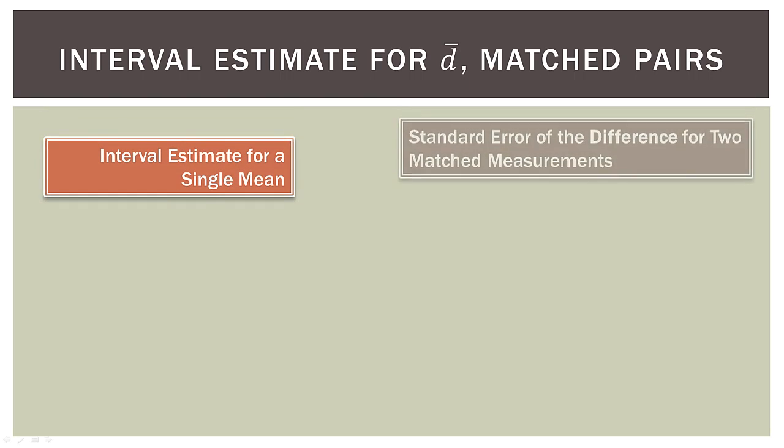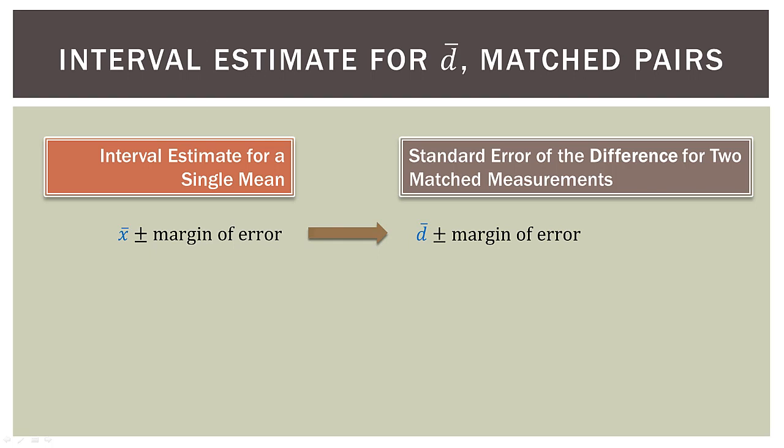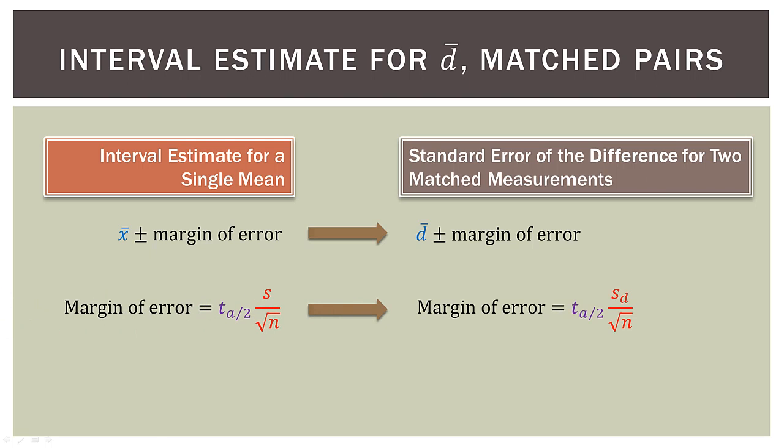So what about the actual interval estimate? Again, we will base this on what we already know. Remember, when we're estimating the mean of a population, we have a sample mean x bar plus or minus some margin of error, because that x bar is a point estimate, so it's never going to be perfect. That's why we have the margin of error component. Now for the matched differences, we have d bar plus or minus some margin of error. So the mean of the differences plus or minus that margin of error. Same basic structure.